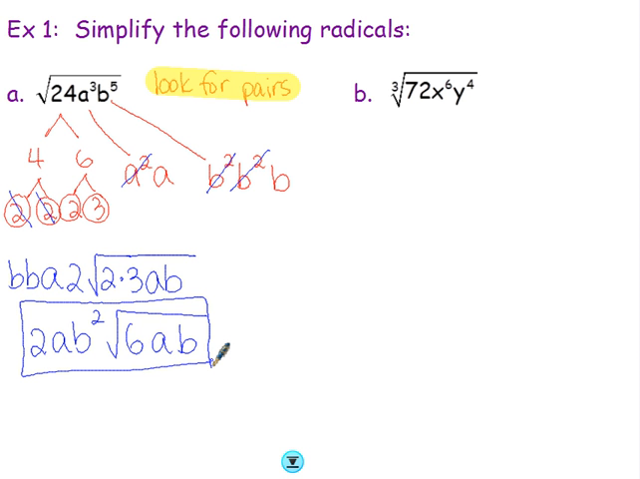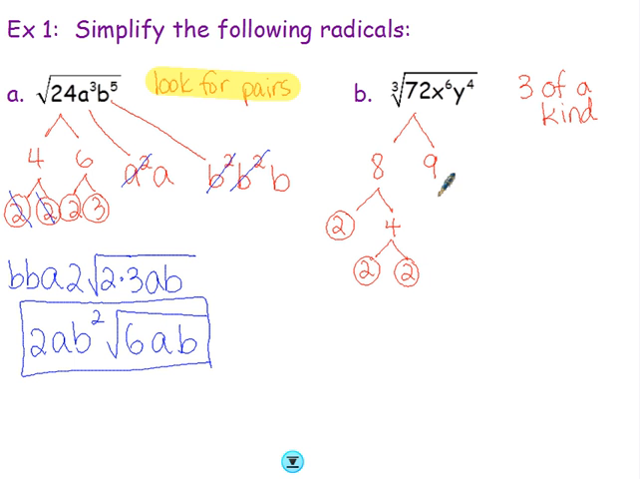So I know it's very different. These are going to take maybe a little longer for you to catch on to. Let's take a look at the next example. First thing I want to point out, we have a cube root. You need 3 of a kind in order to come outside of the radical. So let's start with 72. 72, we know is 8 and 9. Got to keep going. 8 is 2 and 4. 2 is prime. 4 is 2 and 2, both primes. 9 is 3 and 3, both primes.